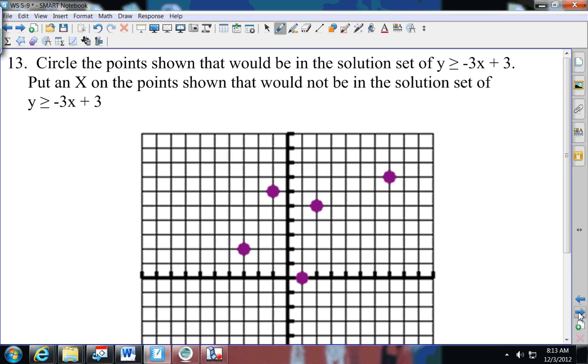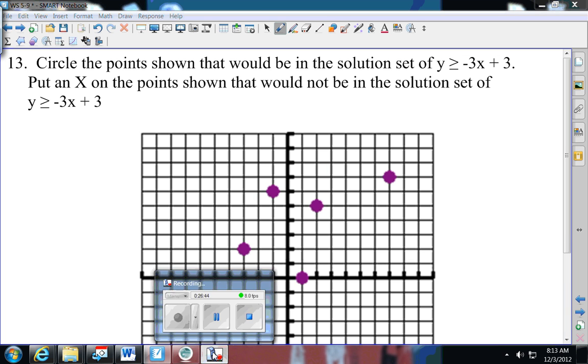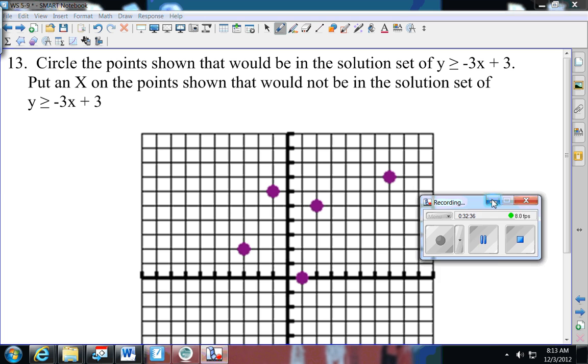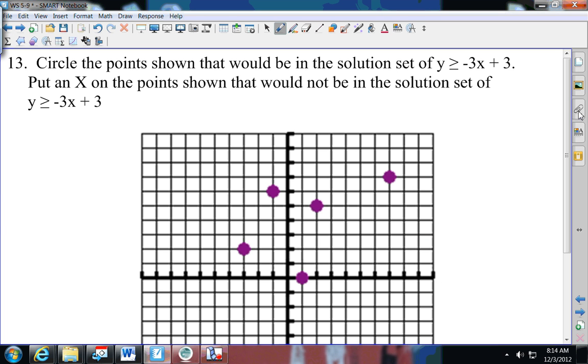I know that you're gonna see some of these on your test. So take a minute and try and answer this question. Okay, it says circle the points shown that would be in the solution set for the inequality y is greater than or equal to -3x + 3. Place an X on things that would not be a solution.